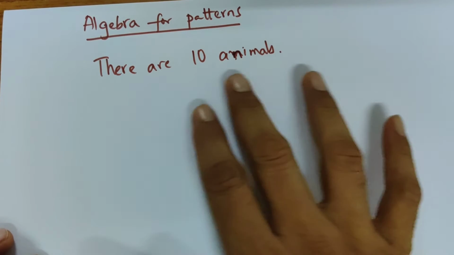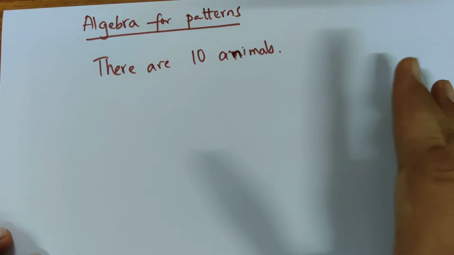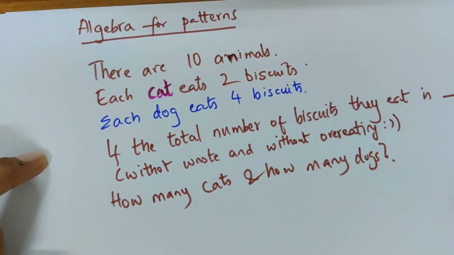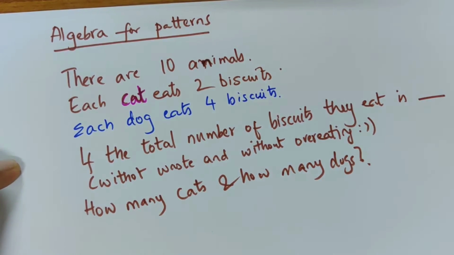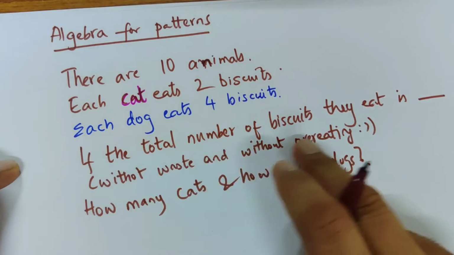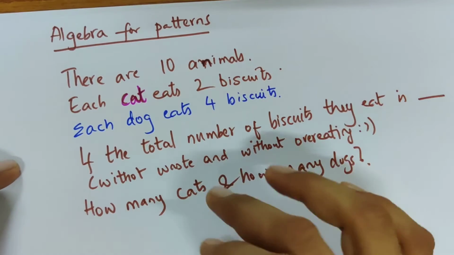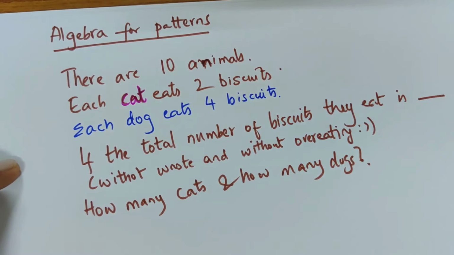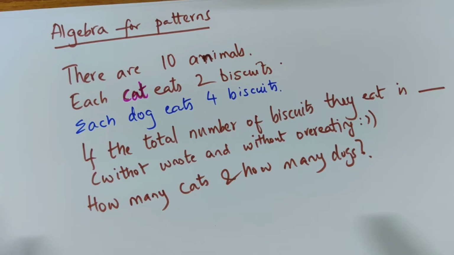So the first step is there are 10 animals. There are cats and dogs, but you don't know how many cats and how many dogs. Each dog will eat 4 biscuits. And then the question usually goes, if the total number of biscuits that they eat is this, how many cats are there, how many dogs are there? Of course, without wasting any biscuits and without overeating, which means a cat doesn't eat 3 biscuits. That doesn't really work. So usually you solve this with algebra, but now let's just think of solving it logically.